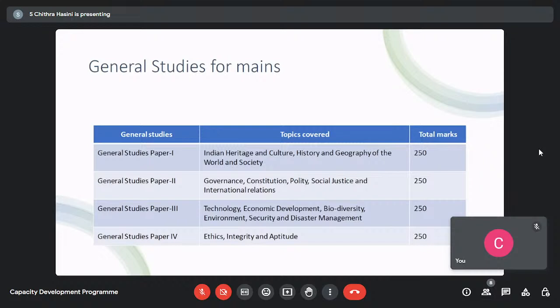So as I said, it is for 250 marks. In paper 2 you'll have your governance, constitution, polity, social justice, and international relations. In paper 3 you'll have technology, economic development, biodiversity, environment, security, and disaster management. In GS paper 4, you'll have your ethics, integrity, and aptitude. So these are the subjects you'll have for mains.